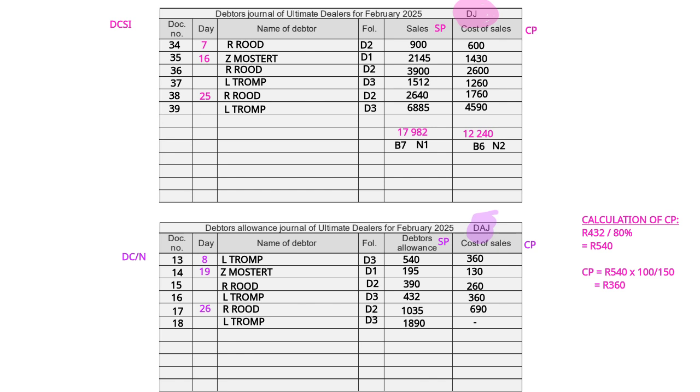Now we've completed all our debtors allowances journal entries. We can now tally up our accounts. Debtors allowances comes up to a total of 4,482, and cost of sales totals 1,800. Now remember, debtors allowances will go to two ledger accounts. Debtors allowances will affect your debtors control, which is B7, and debtors allowances is N3. Your cost of sales also always has two accounts because we are recording our cost price. So it will be cost of sales and inventory. Inventory is B6 and cost of sales is N2. We have now concluded all our journals.